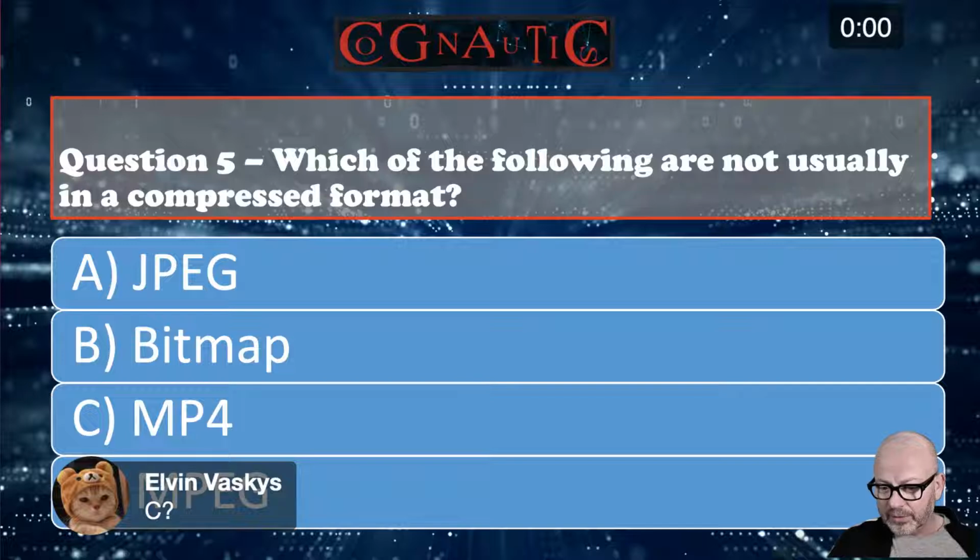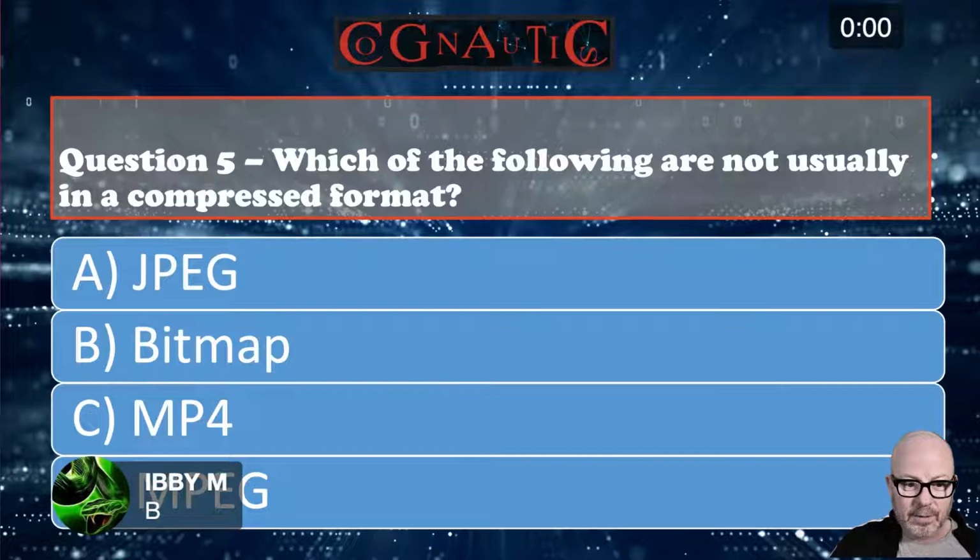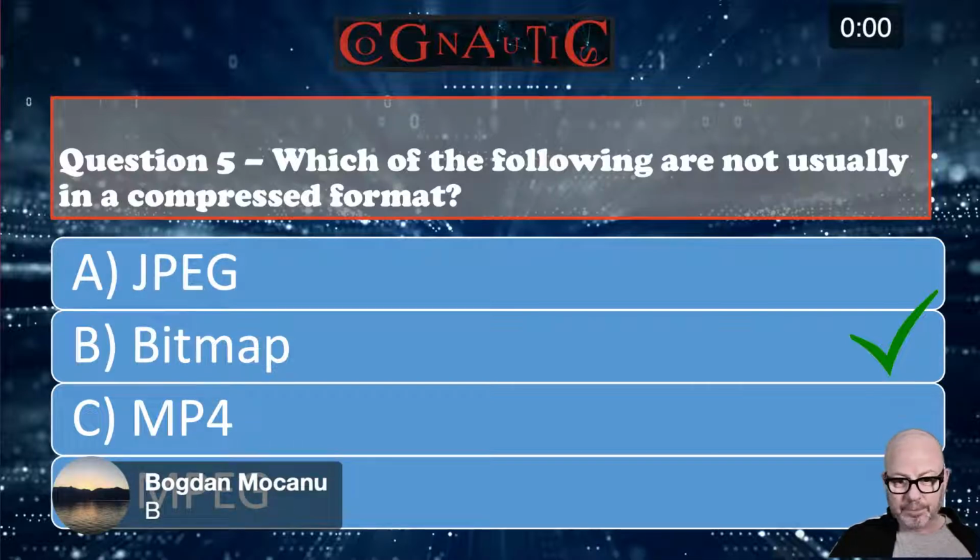Elvin thinks C. Ibby's saying C. Any more for any more? Aditya is saying B. Oh, well, okay. Shall we see what it is? And Ibby's saying B. Okay. Covering all bases, Ibby, I notice. So it is in fact B. Bitmap isn't usually compressed. Okay, all the rest are.